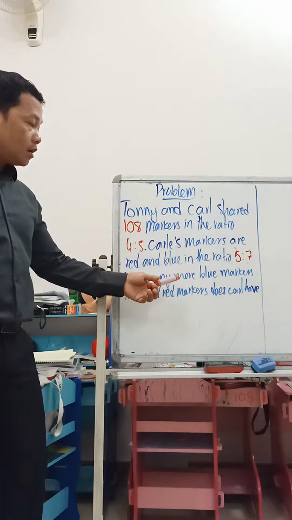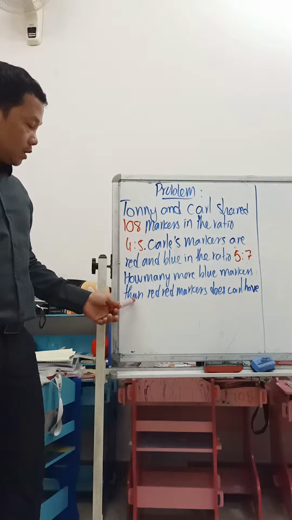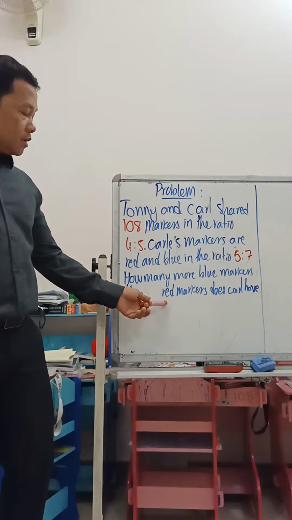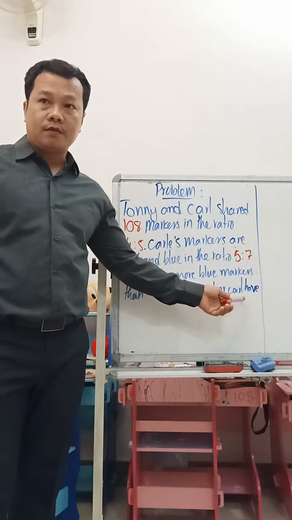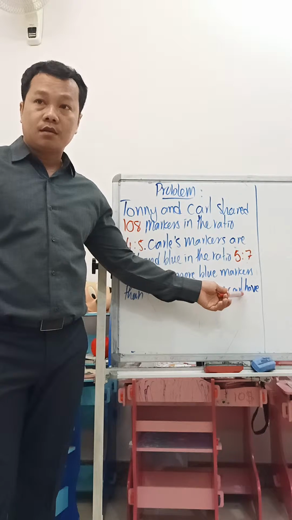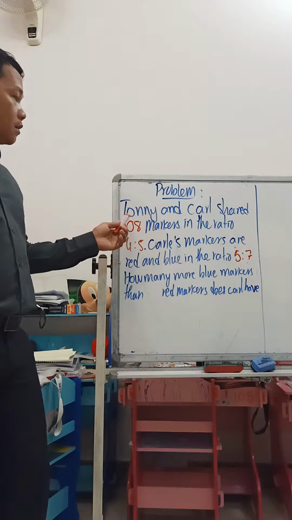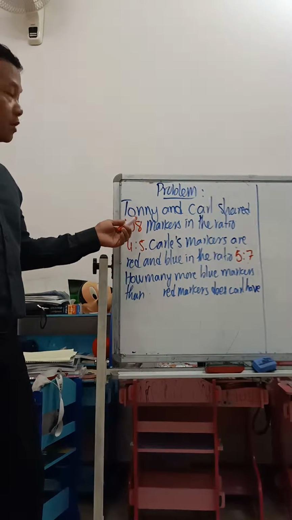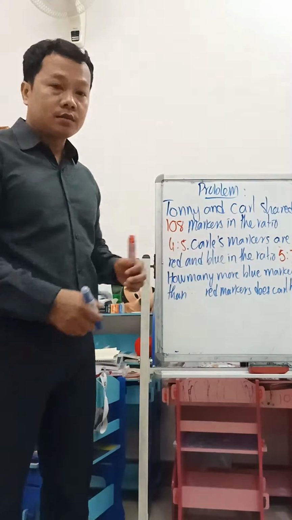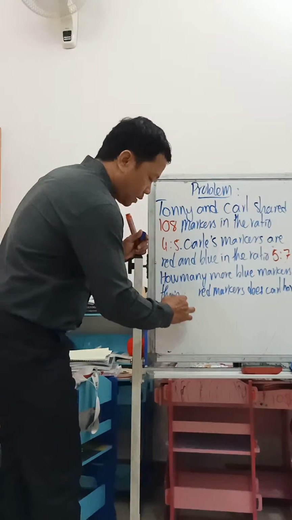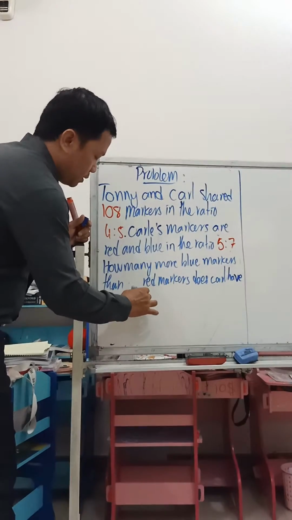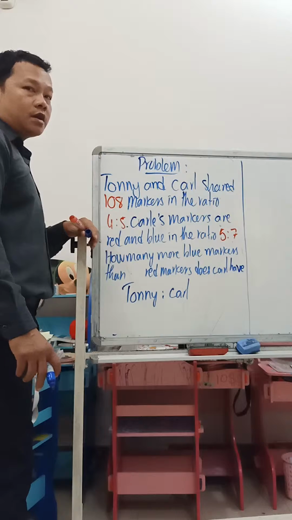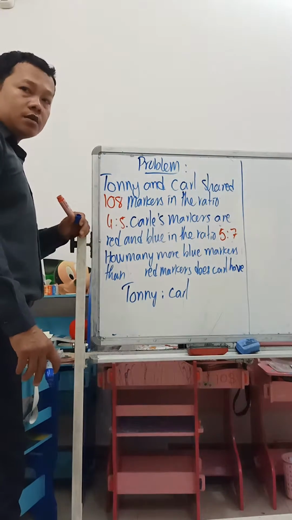How many more blue markers than red markers does Carl have? Ready? The total markers are 108, shared between Tony and Carl. What is the ratio of the markers between Tony and Carl?